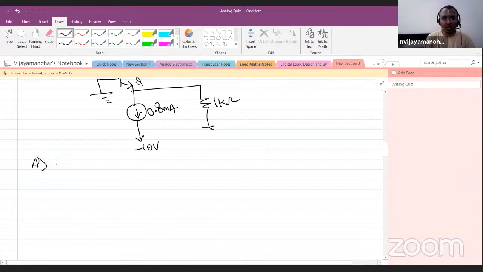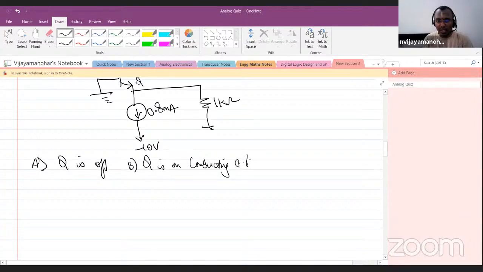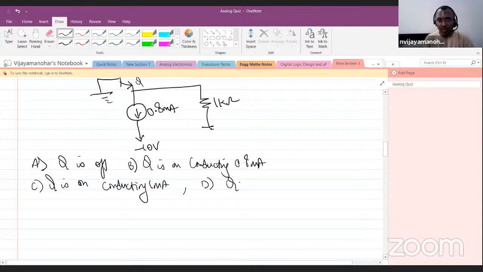Option A says transistor Q is off. Option B says Q is on, conducting 0.8 milliamperes. Option C says Q is on, conducting 1 milliampere. Option D says Q is on and VCE equal to 1.6 volt.